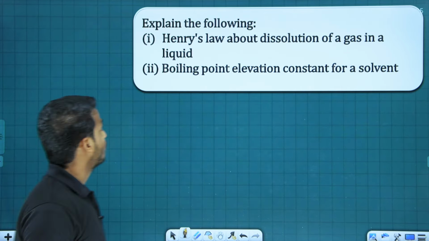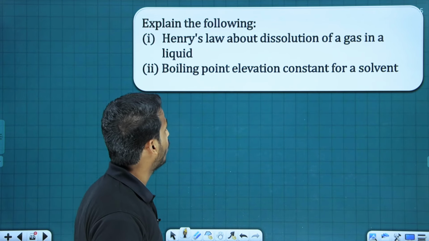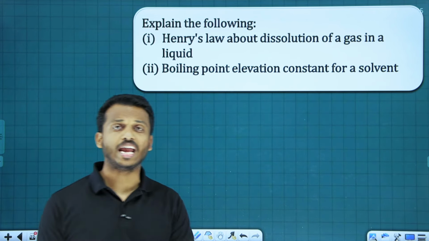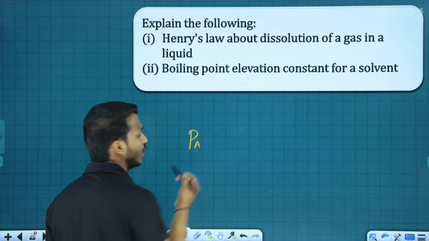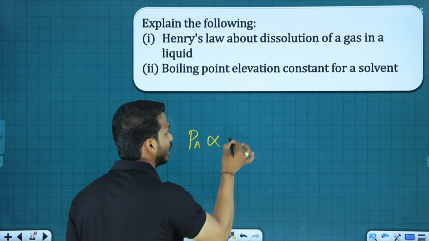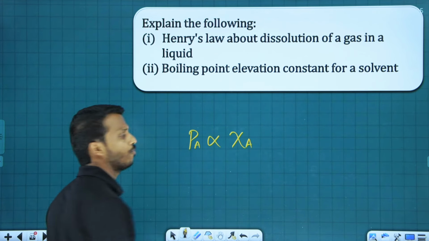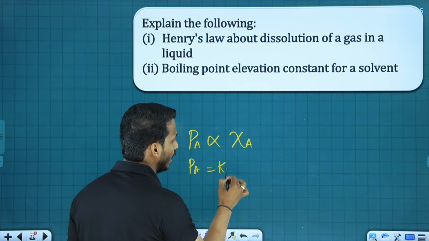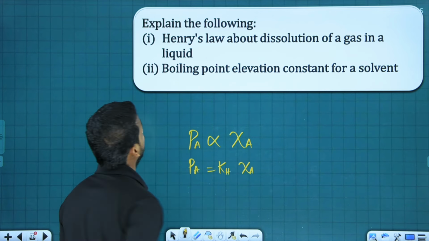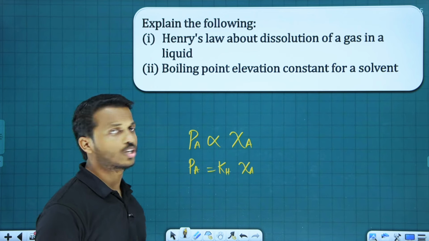Ready? Explain the following: Henry's law about dissolution of gas in liquid. What does Henry's law say? The partial pressure of a gas is directly proportional to its mole fraction in the solution, where PA is equal to KH into chi A.